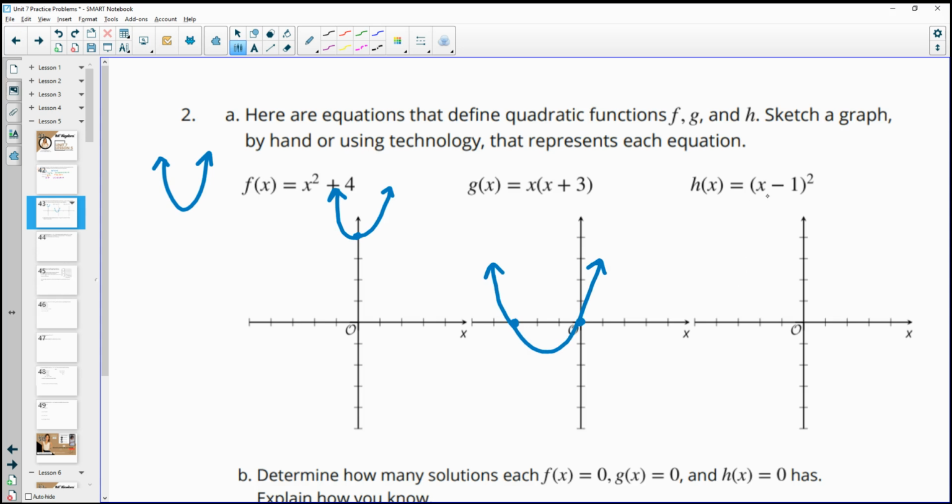And then for h, zero product property would tell me that this is going to cross at x equals 1, and that's the only solution. It's also positive, so the branches are going to be going up when I sketch them.